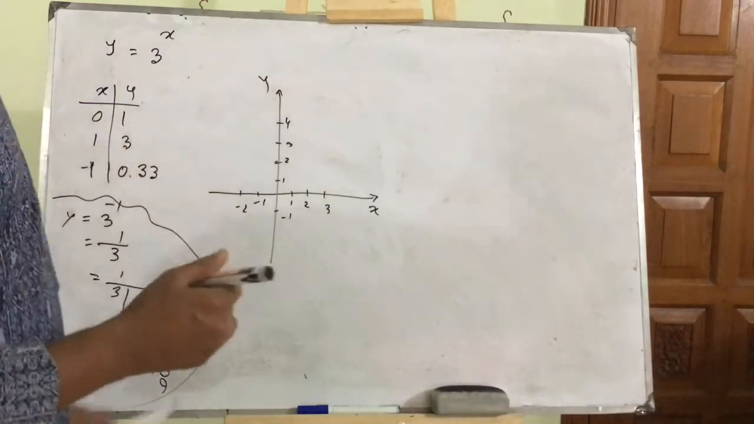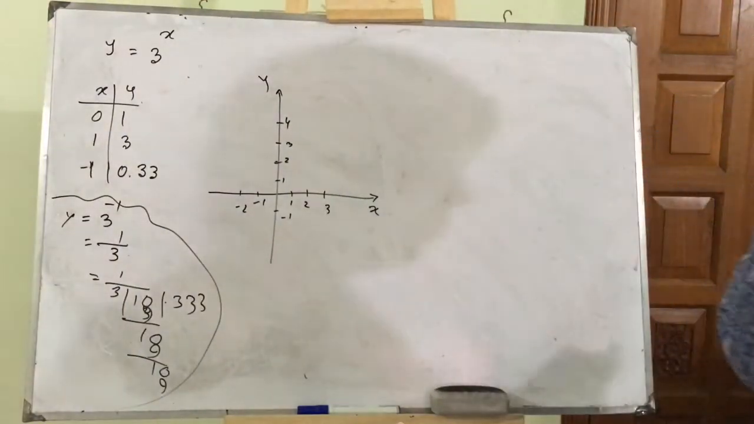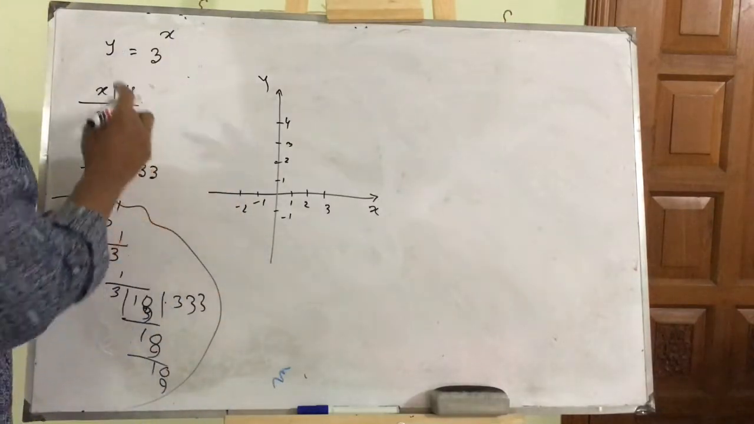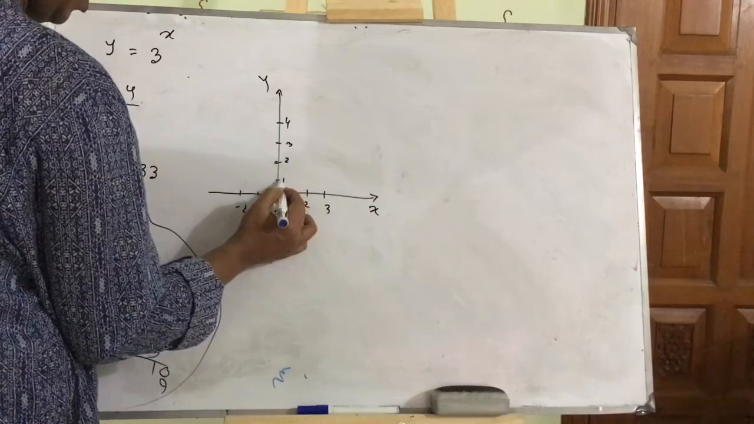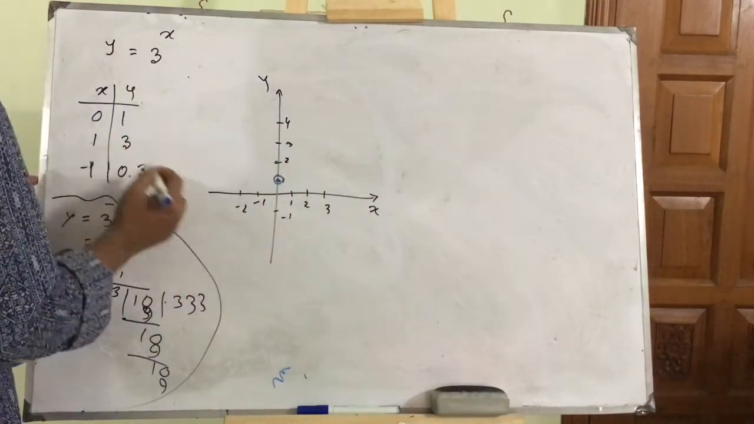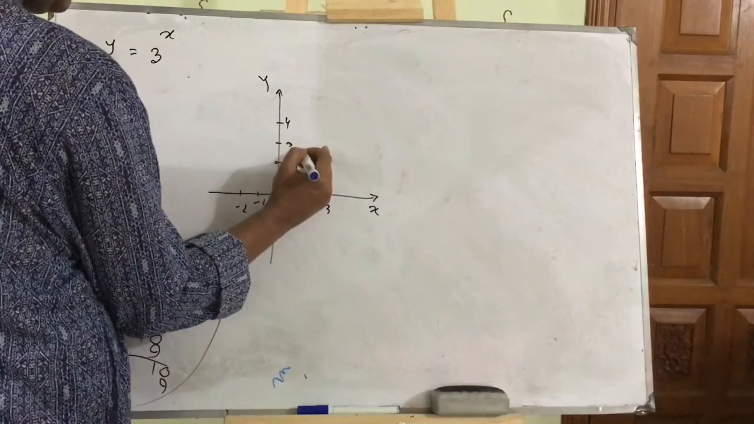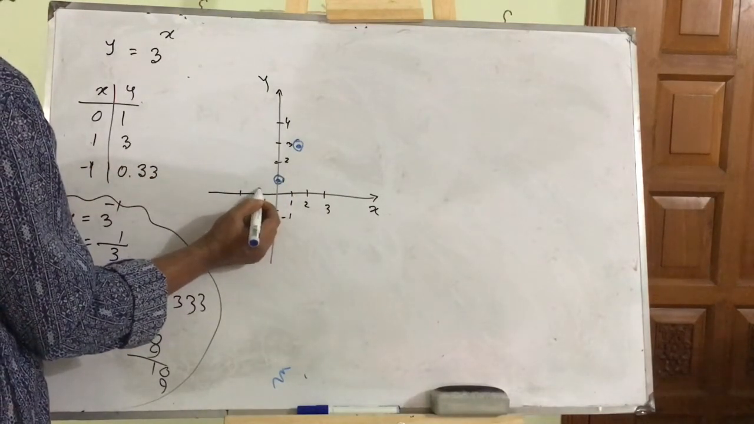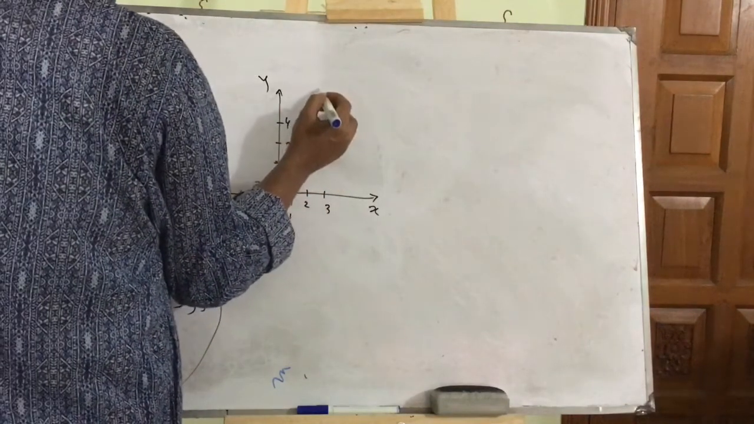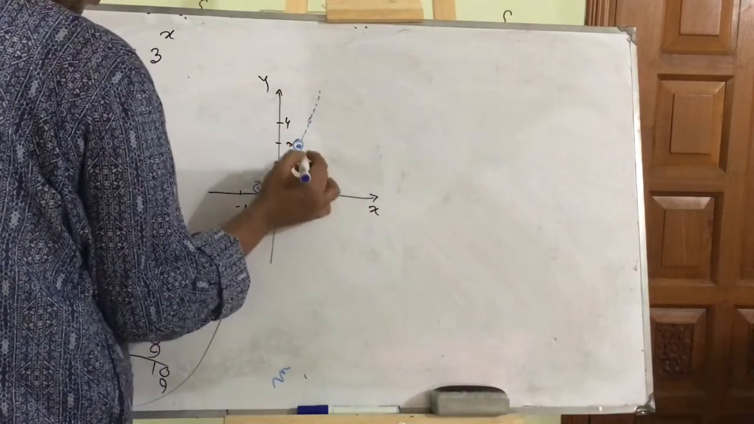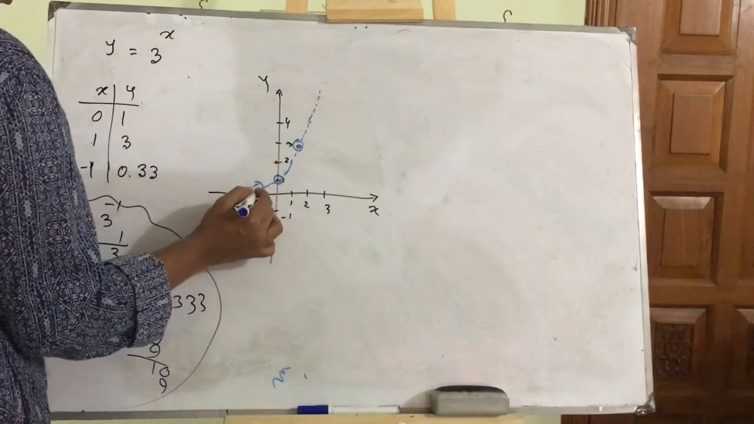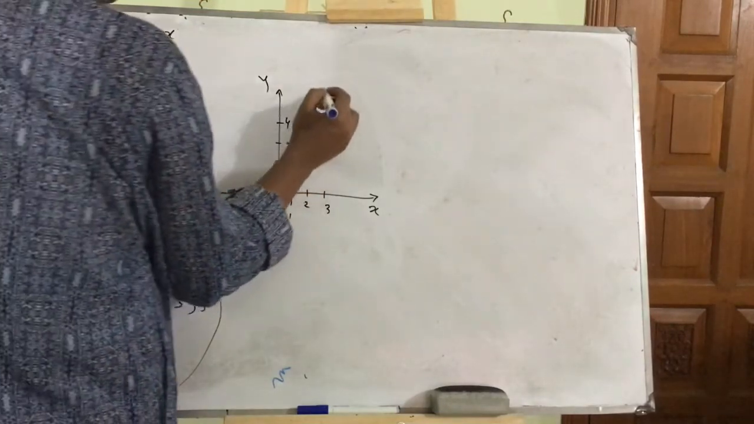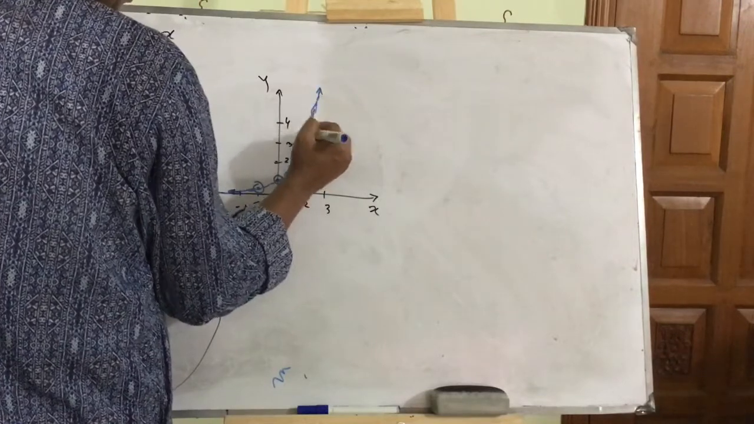First of all, let me try to use some other colors if I have. It works, but I'm not sure whether you will see it. For x equal to 0, y is 1. For x equal to 1, y equals 3, this point. When x is minus 1, y is 0.33, here. So this is our exponential graph of this function. It will not touch or cross the x-axis.